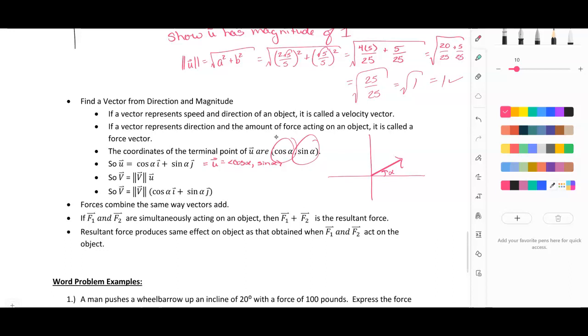And this is always going to be a unit vector. It doesn't matter what the length of that vector is, but if we force it to be 1, then it's going to make it a little easier for us to think about. So then vector v is going to be the magnitude of v times that vector u, which is written in terms of sine and cosine. Forces are going to combine the same way that vectors add.